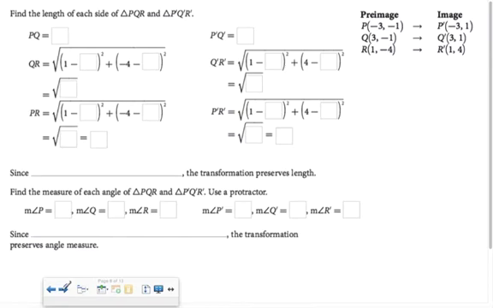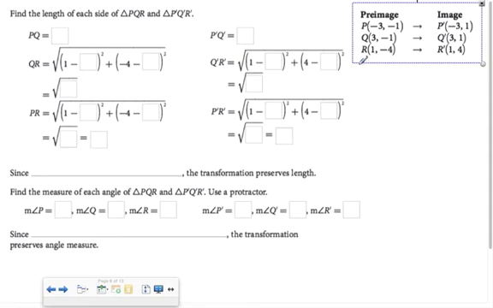They're also asking us to find the lengths of the sides of the original triangle, the pre-image, and the lengths of the sides of the image, so that we can compare those lengths and demonstrate definitively that this is a rigid motion. So I've copied and pasted the coordinates here in the upper right-hand corner of your screen so that we have them to refer back to.